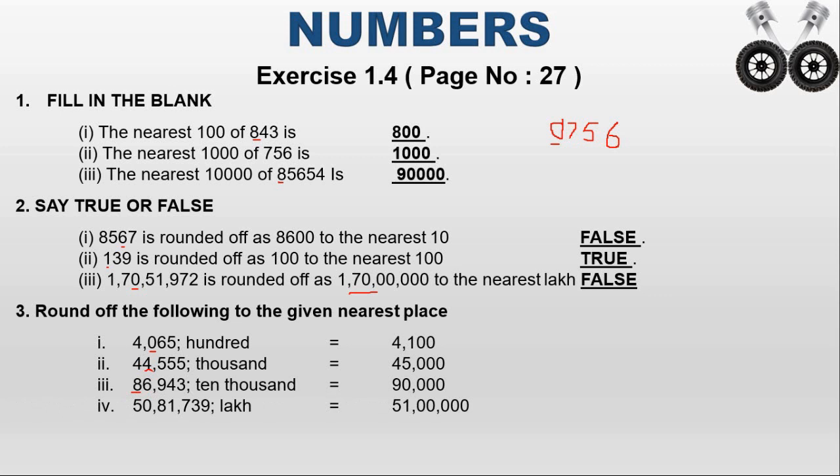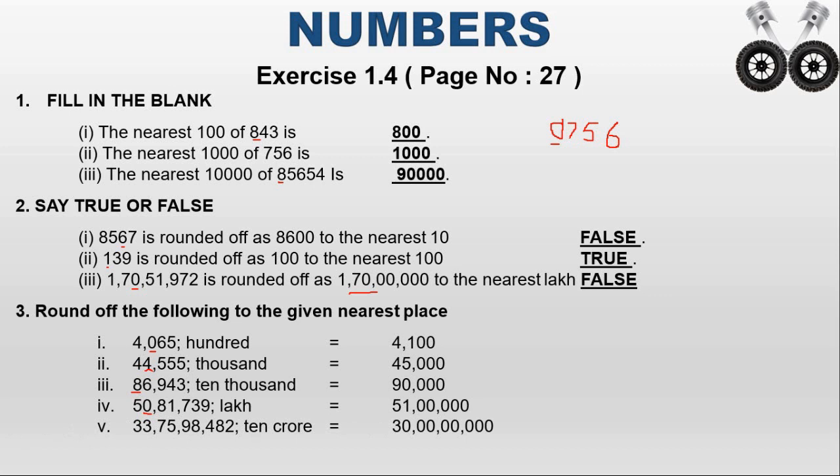So the next one is 50,81,739 rounded off to the lakh. So what is in the lakh place? 0. So you have to see the next right side number. What is the right side number? 8. So you have to add 1 to the 0. So 0 plus 1 will become 1. So it will be 51 lakh.